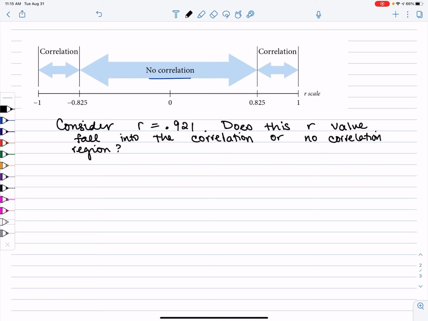Well, R equal to, and I'm saying R because it's an R scale, R equal to 0.921, well, that will fall into, let's say, somewhere over here, 0.921, right? And we know this because 0.825 is less than 0.921, which is less than 1. And 0.921 falls in the correlation region.